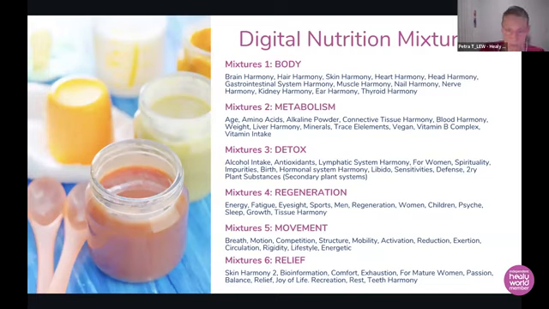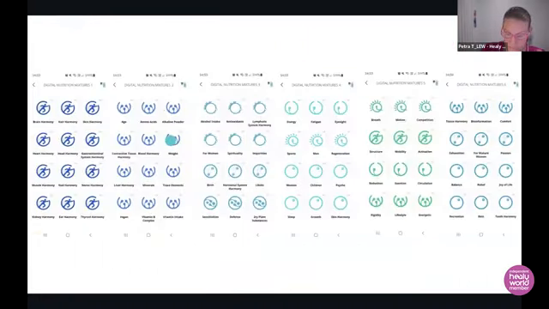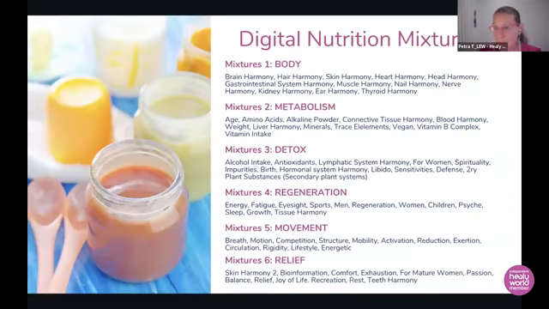The second mixture, which is this one, is dedicated to metabolism, not only metabolism of your food, but of your cells as well. So we have age, amino acids, alkaline powder, connective tissue harmony, blood harmony, weight, liver harmony, minerals, trace minerals, vegan, vitamin B complex, and vitamin intake. Vitamin intake is literally the absorption of the vitamins in the body. So the frequencies are actually helping you to absorb the vitamins in the body. And you will get all the information for the programs, so don't stress.